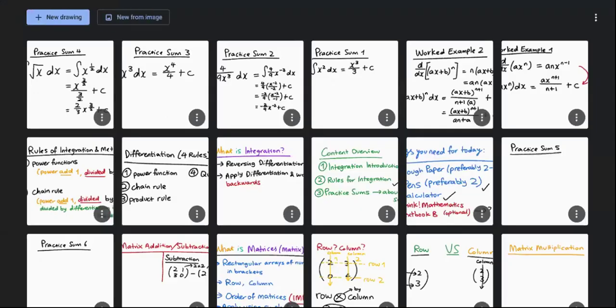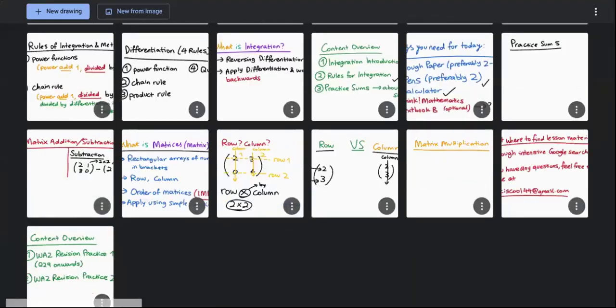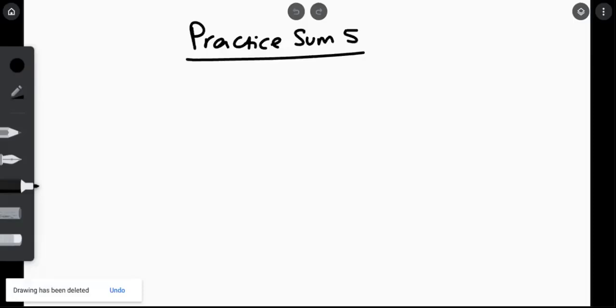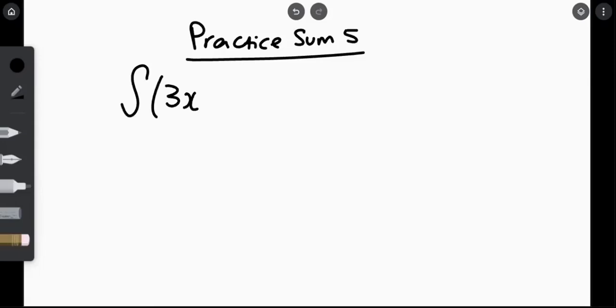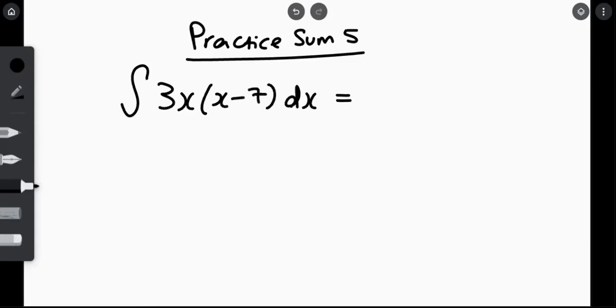Okay, and the last one that we will try today, so we'll only be able to do 5. Practice sum number 5 will be a chain rule question, so please take note, it will be chain rule. Please don't times in, please don't expand. For this one you only have 1 minute to 1 minute and 15 seconds to figure it out, and your time starts now.